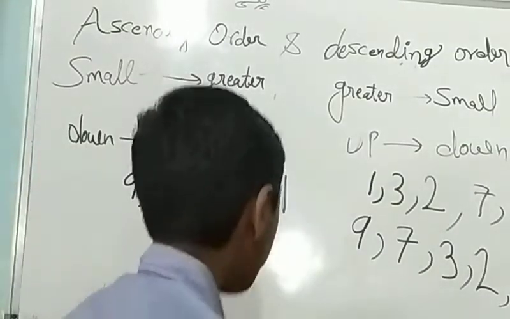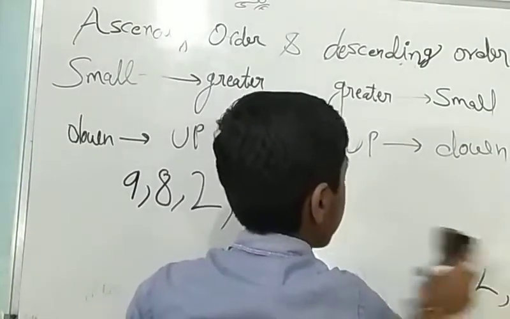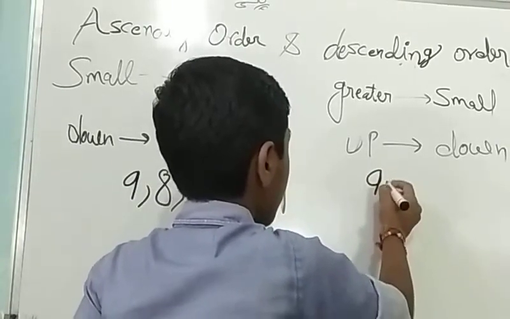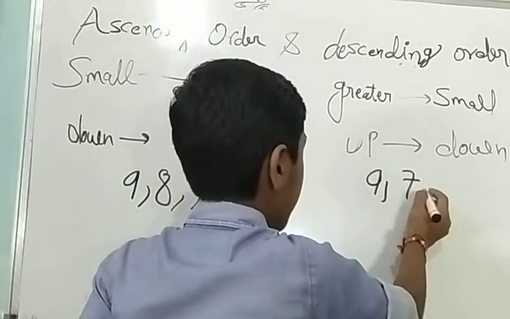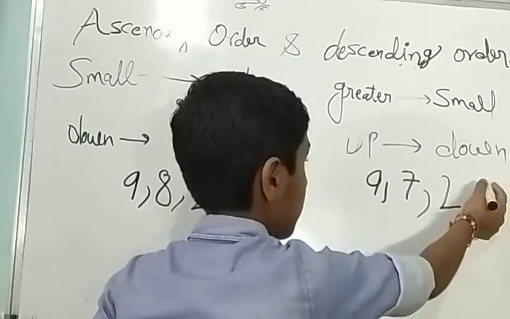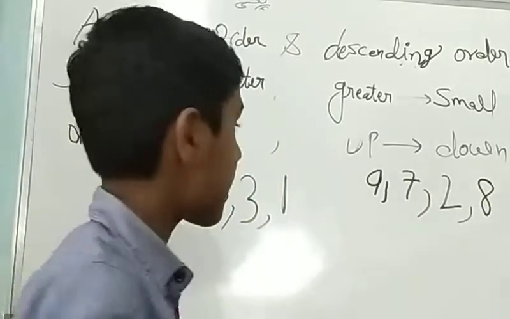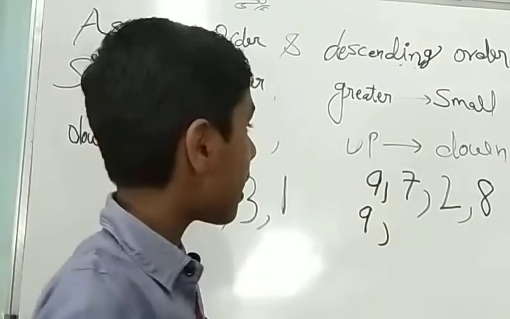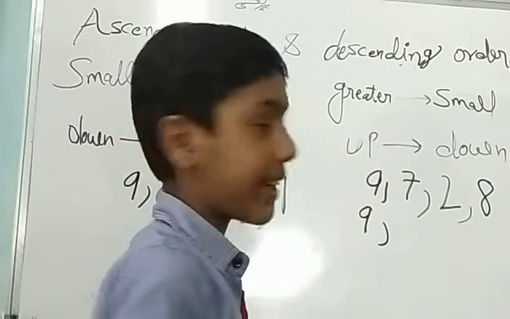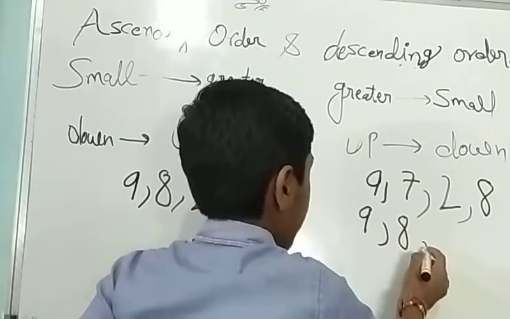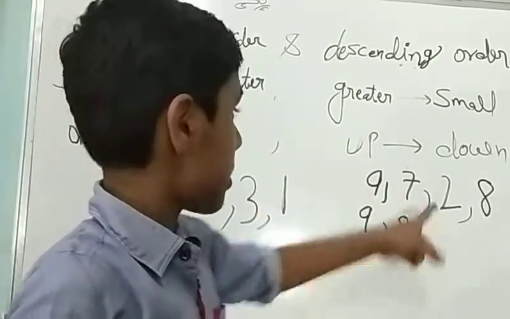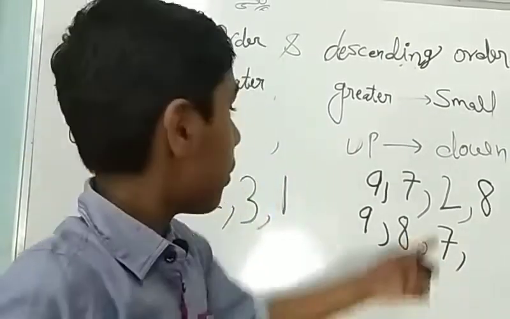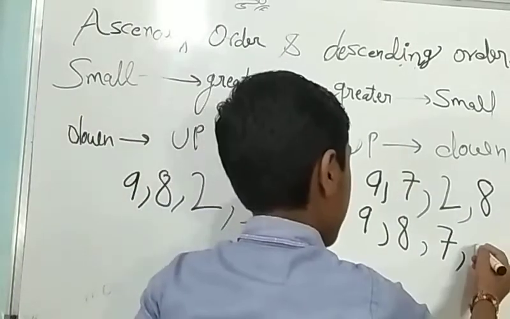So now I am going to do one question of descending order. Now see, 9, 7, 2, 8. So the answer is 9. Then 7 is smaller, 2 is smaller, 8 is biggest. So there is 8. Then 7 is greatest, 2 is smaller. So we will take then 7. Then 2 is the only number, so we will take 2.